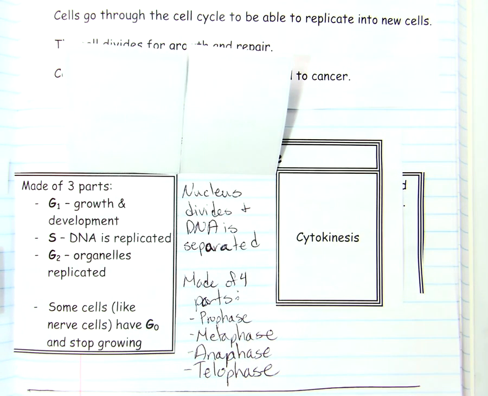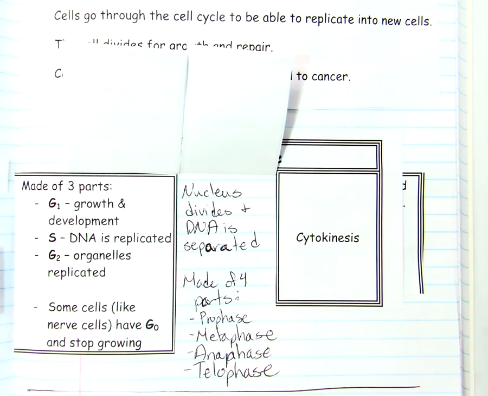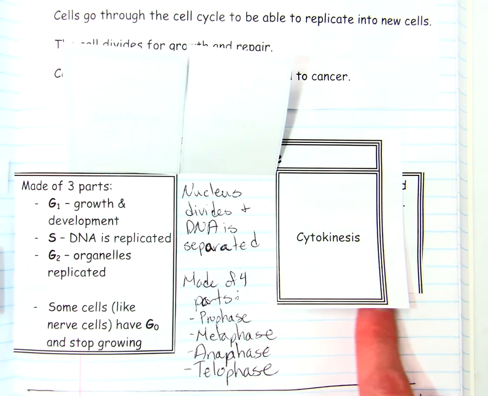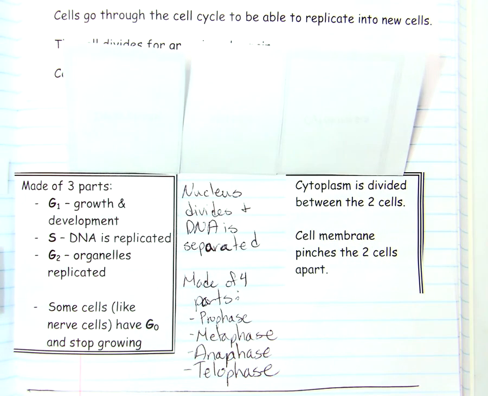Last part is cytokinesis. This is the shortest one. Happens very quickly. In cytokinesis, the cytoplasm is divided between the two cells, and the cell membrane pinches the two cells apart.